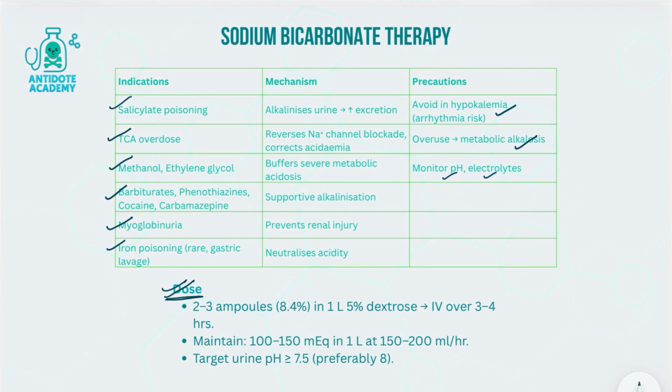So what is the dose range? The dose range is 2 to 3 ampules of 8.4% in 1 liter of 5% dextrose via IV route over 3 to 4 hours. Maintenance dose is 100 to 150 milliequivalents in 1 liter at 150 to 200 ml per hour. What is the main goal? We have to maintain pH more than or equal to 7.5, preferably 8. So sodium bicarbonate is not just a simple antacid, it's a life-saving antidote.